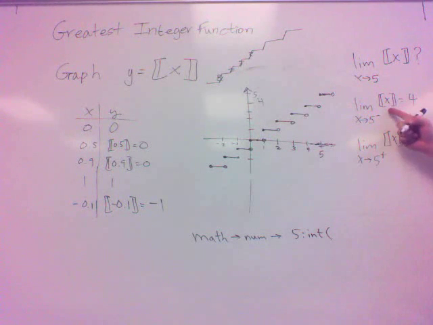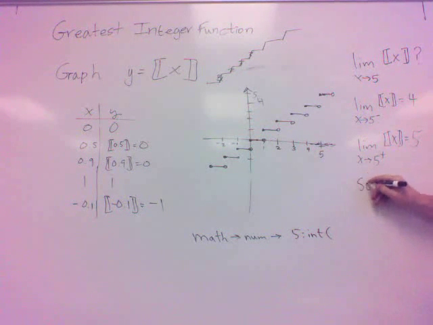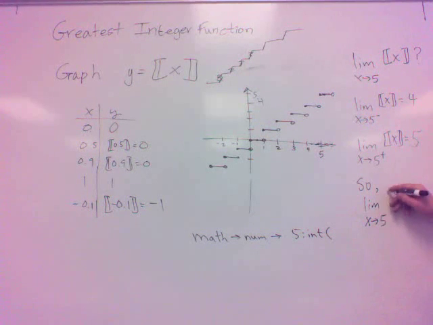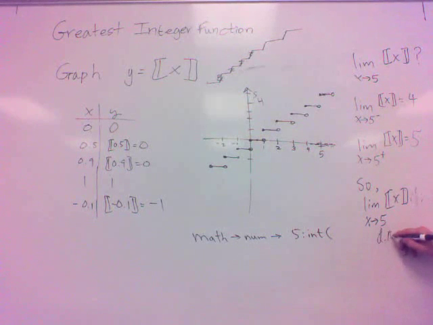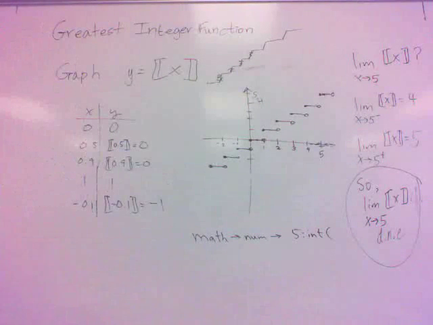The values here are coming in at 4. The values here are coming in at 5. So the limit as x approaches 5 of the greatest integer of x does not exist. With me on that?